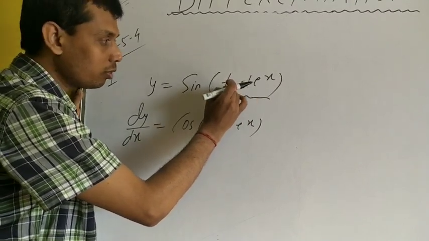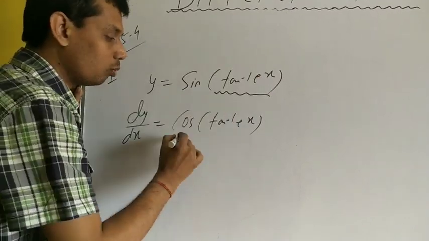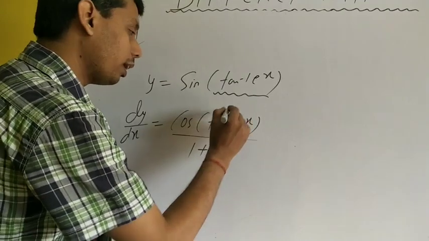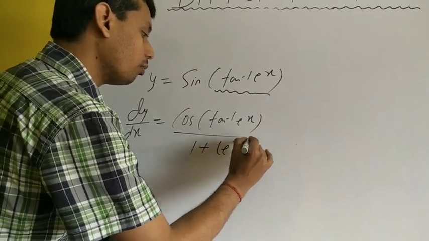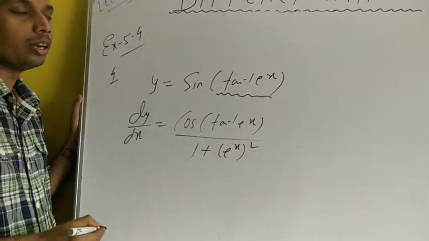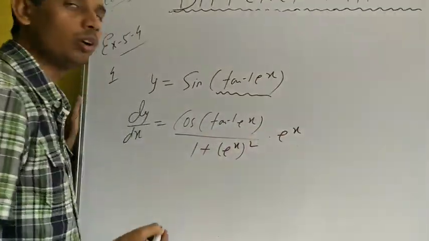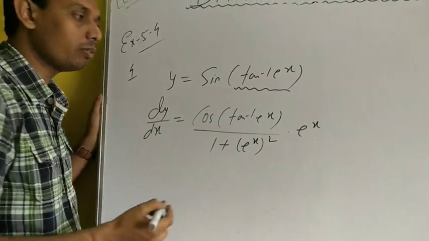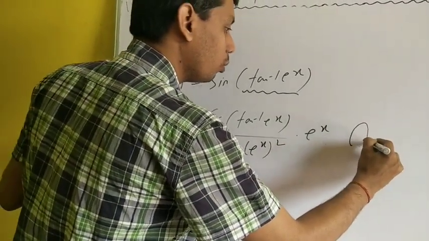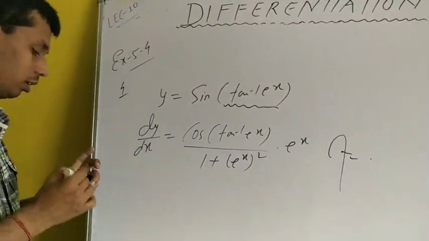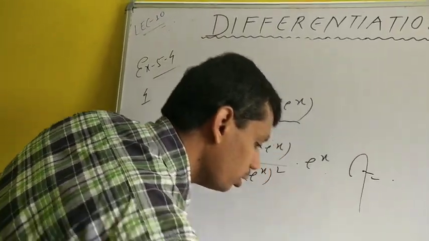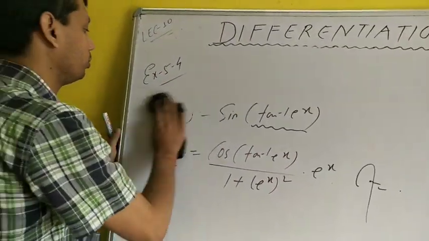So differentiation of tan inverse x is what? 1 by 1 plus x square. After this, e to the power x. Differentiation of e to the power x is e to the power x, and differentiation of x is 1. So this is the required answer. Okay. Now, next question. Question number 5.